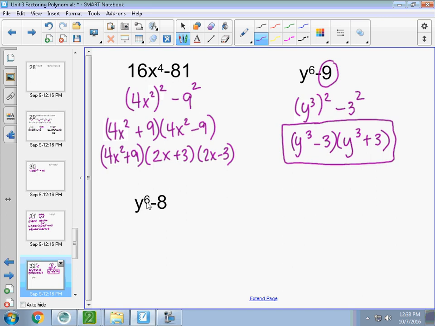Y to the 6th minus 8. Again, the number 6 I could break down into perfect cubes or perfect squares, but this number tells me I want to use perfect cubes. So now I'm going to have y squared to the third power minus 2 to the third power. So y to the 6th comes from the root y squared. 8 comes from the root 2. So that's the front. The back is going to be the front part squared, so that would be y to the 4th. Front times the back, 2y, and then the back squared, which would be 4. Go back and look at the signs. I would use the same, opposite, always positive.